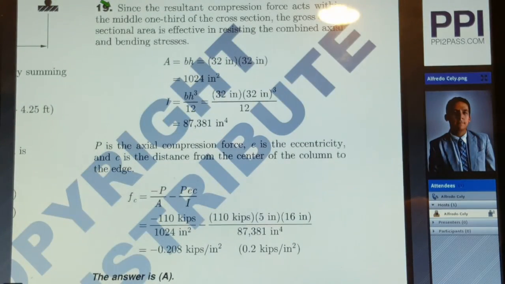So now the first thing that we need to notice on the problem is that the resulting compression force acts within the middle 1/3 of the cross-section. So the gross cross-sectional area is effective in resisting the combined axial and bending stress. The resultant compression force acts within the middle 1/3 of the cross-section, the key critical part of the cross-section. That is one of the first things you need to analyze.